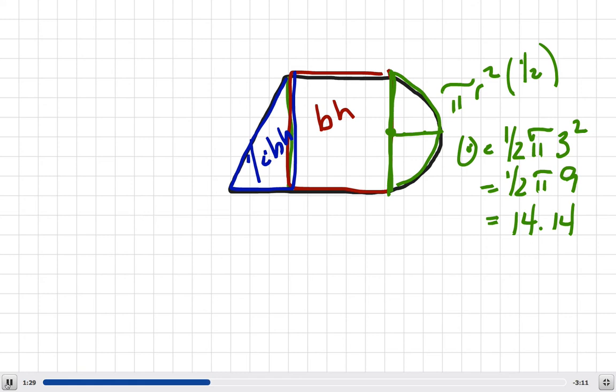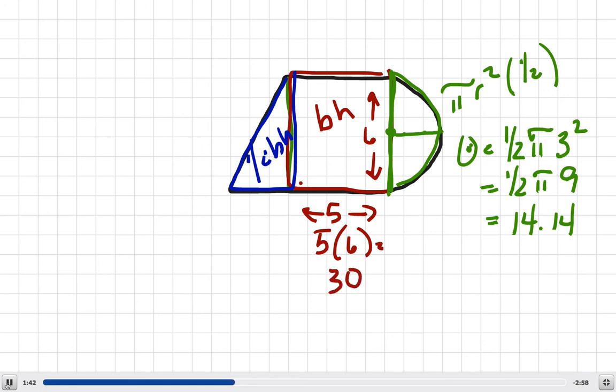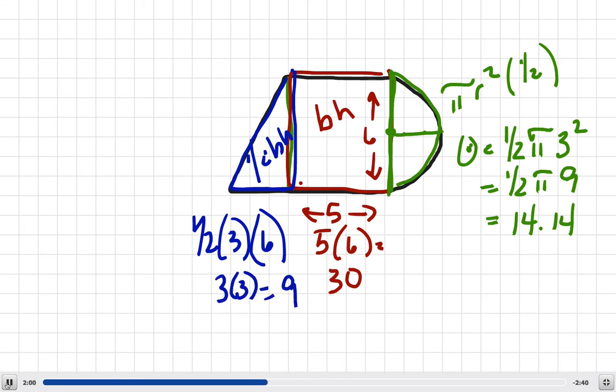To find the area of my rectangle, I have 1, 2, 3, 4, 5 units across, and I am 6 tall, so 5 times 6 is going to give me an area of 30. And for my triangle, I have 3 units as my base, so 1/2 of 3 times my height of 6. And so 1/2 of 6 is 3, so 3 times 3 is going to give me an area of 9.